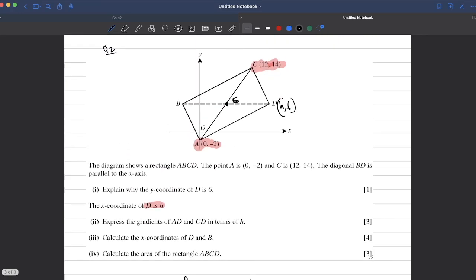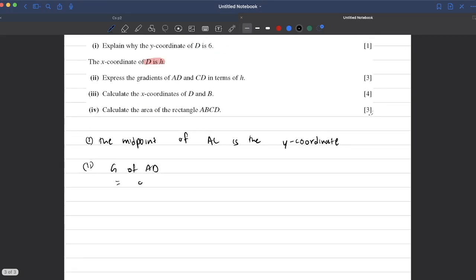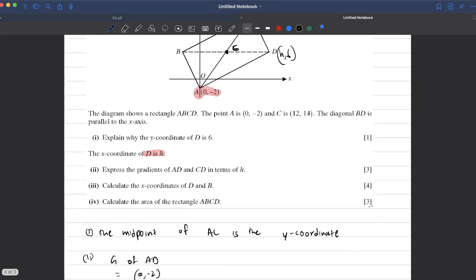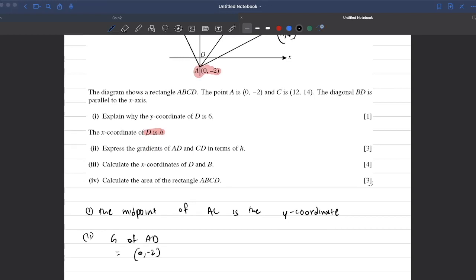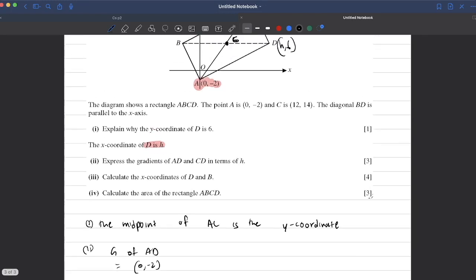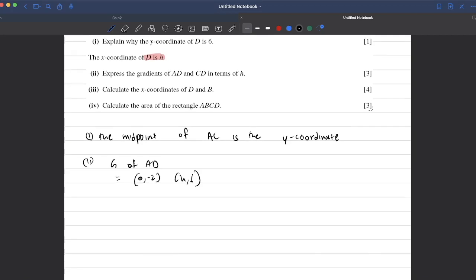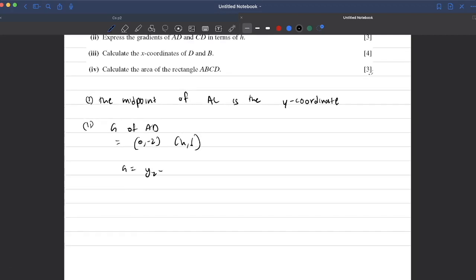So the gradient of AD is going to be, so we have the coordinates 0, negative 2, and the other coordinate is h, 6. So now we know the gradient function, which is y2 minus y1 over x2 minus x1. So 6 minus negative 2 over h. So that will be 8 over h. So the gradient for AD is going to be 8 over h.